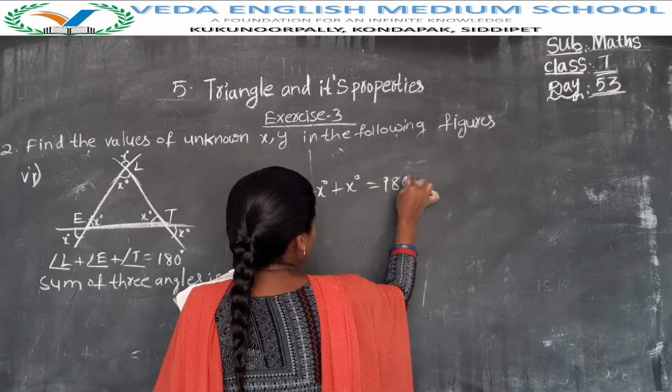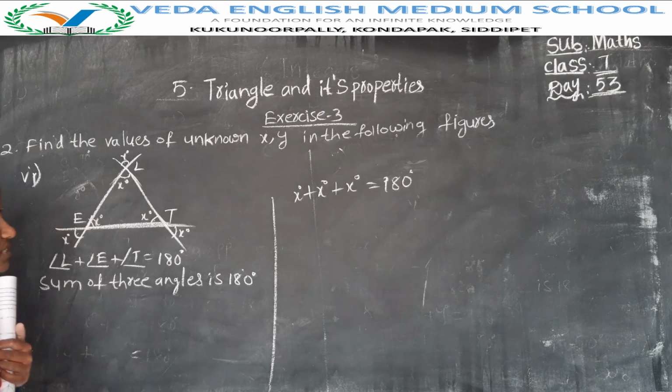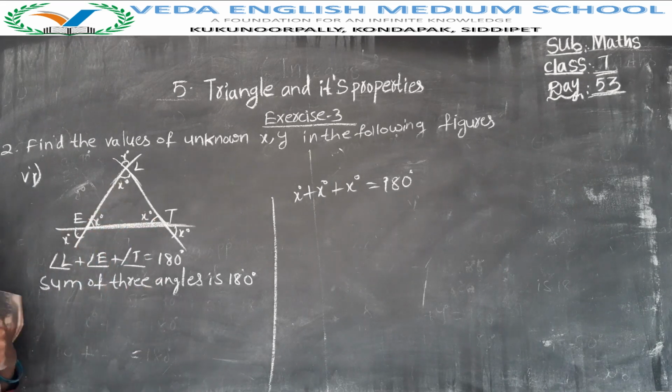Madam, all are three x only. Know why they have given like that? Because all the three angles are equal. In a triangle, if all the three angles are equal, then that is said to be equilateral triangle.